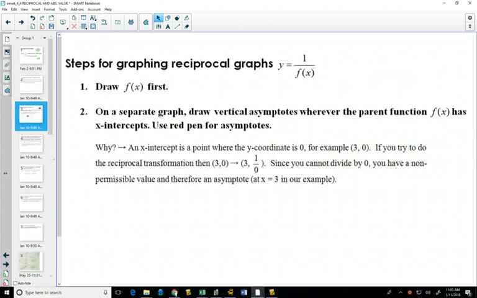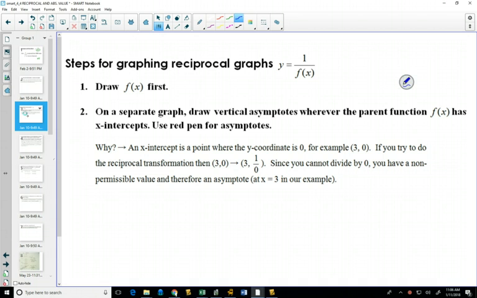So what we're going to do is steps. I'll talk about the steps here briefly, we'll do an example, and you'll see how they work. When we recognize that we have a 1 over f of x graph, we're always going to draw the graph on the bottom first. And the graph on the bottom is going to be a graph that we have the skills to graph. Then once we've seen our original graph, we're going to look at where the original graph has x-intercepts.